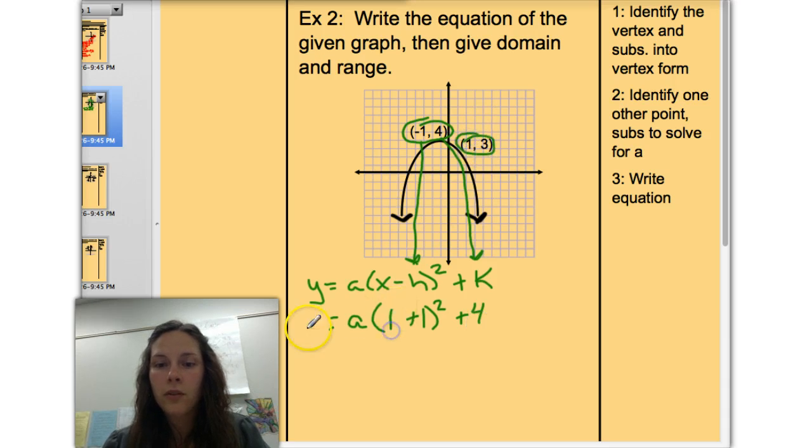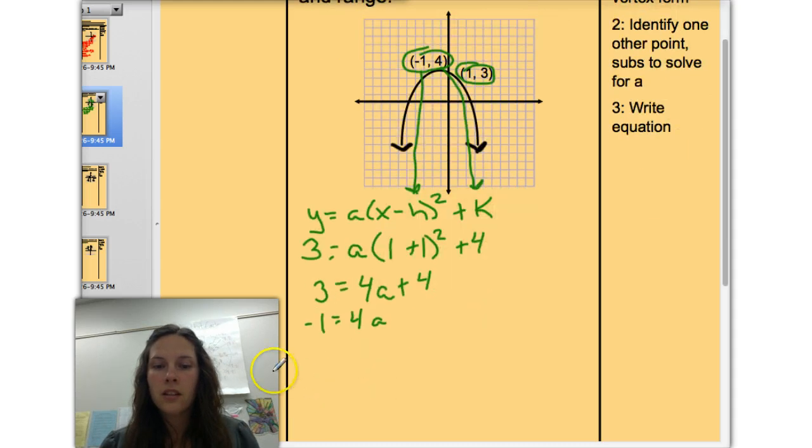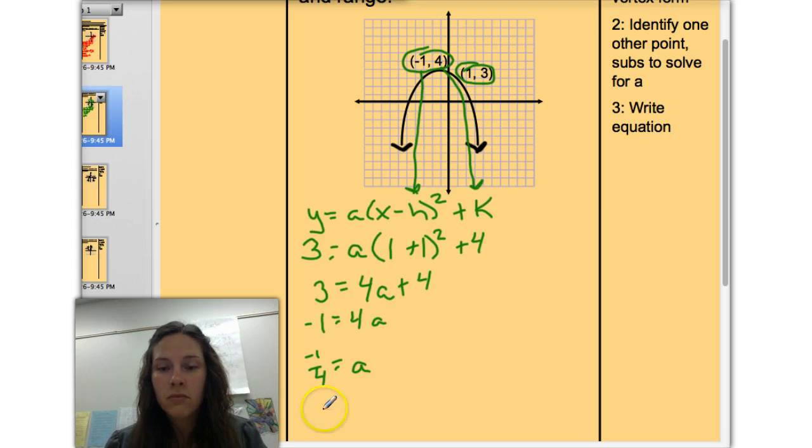So I'm going to substitute 1 for x and 3 for y to solve. Simplifying inside the parentheses, 1 plus 1 gives me 2, squared is 4. Subtracting 4 from both sides. And dividing everything by 4, we get our a value of −1/4, which does match with our graph because it opens down. So we got a negative a value. Going back in to write the generic equation, y = −1/4(x + 1)² + 4.